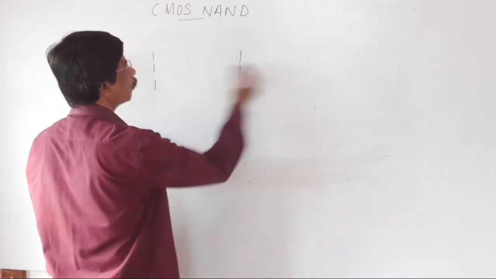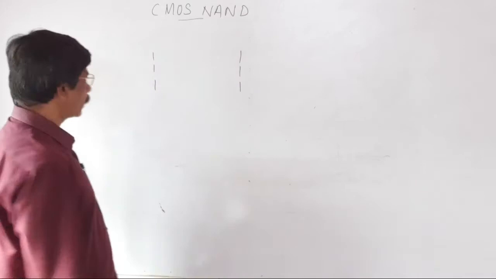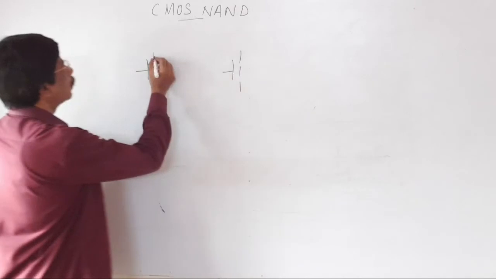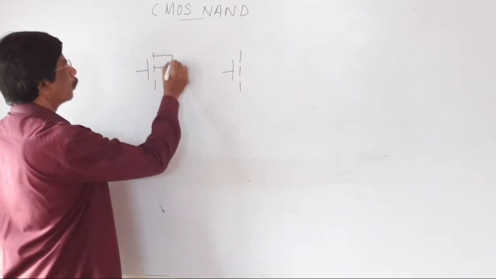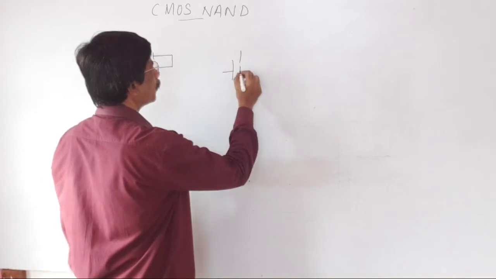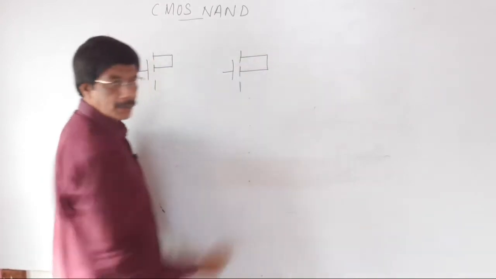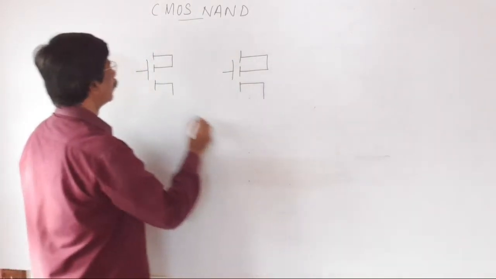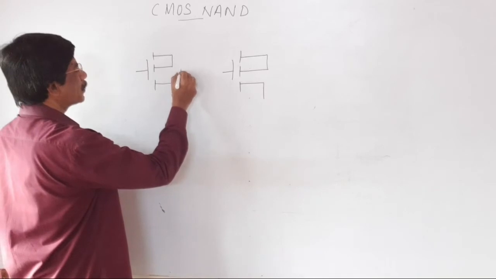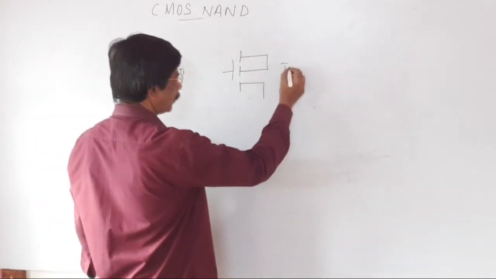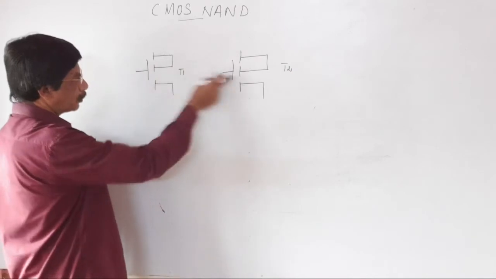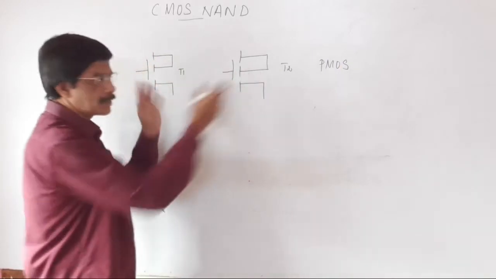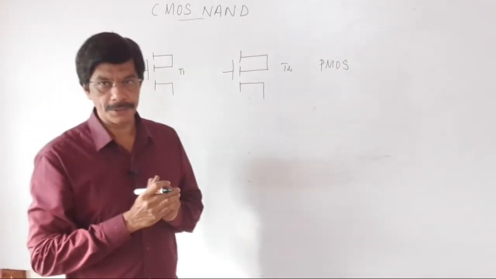These are both PMOS transistors. This is a gate terminal, this also a gate terminal. This is the substrate. This is the source. Both are interconnected. Here also the substrate and the source are interconnected. This is the drain terminal, this also a drain terminal. This is transistor T1. This is transistor T2. These both transistors are PMOS transistors. These PMOS transistors are acting as load transistors.